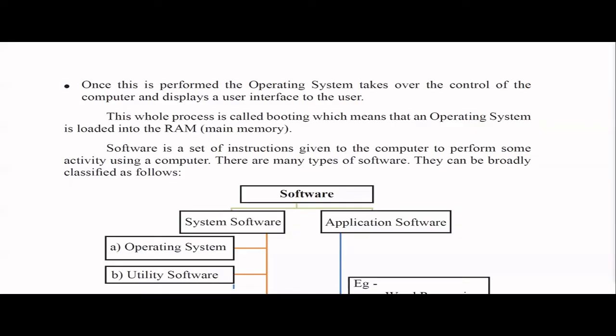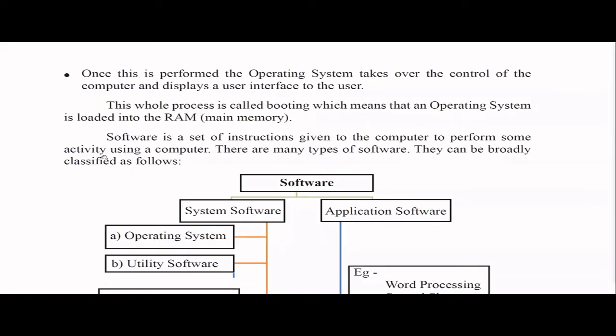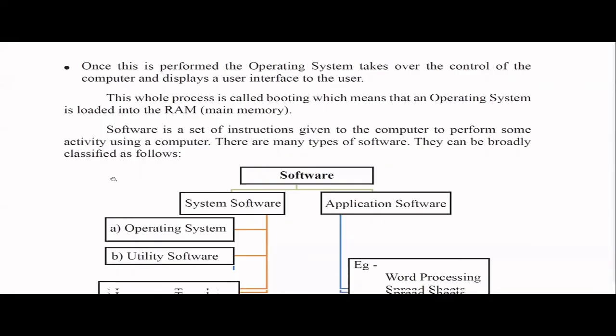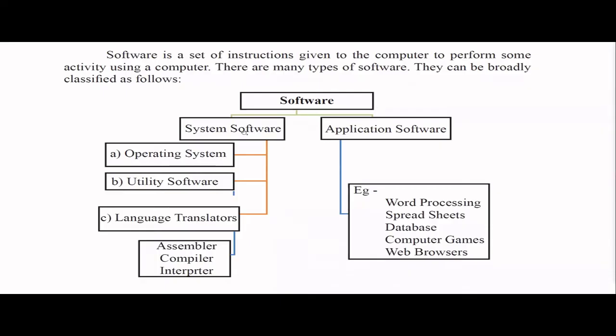Okay. Software, I have already told you, is a set of instructions given to the computer to perform some activity using a computer. Set of instructions, right? And remember, software is not tangible, you cannot touch it. There is no physical component, right? When it comes to software, you can divide it mainly into two categories: system software and application software. System software is a must to have in a computer. That is the one which is needed for control, for maintenance, and all these things. The whole computer should work based on this system software.